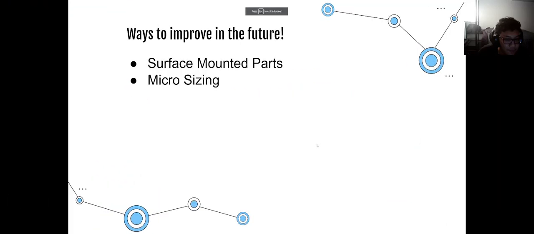And now, these are ways to improve in the future. Surface mounted parts. This will go on the PCB, and then microsizing. This can also help in the future. This will help mass production. It'll be cheaper, and then there'll be lots of them, and then they'll be easier for accessibility.